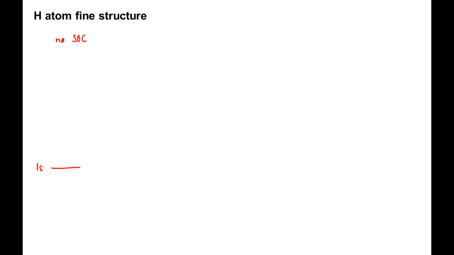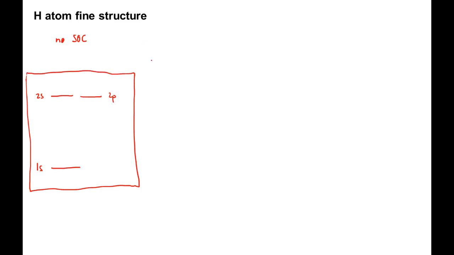The 1s level is lowest energy. The 2s level and the 2p levels lie higher in energy, but they both are degenerate. This is the simple model that neglects spin-orbit coupling. Next, let's reintroduce spin-orbit coupling.